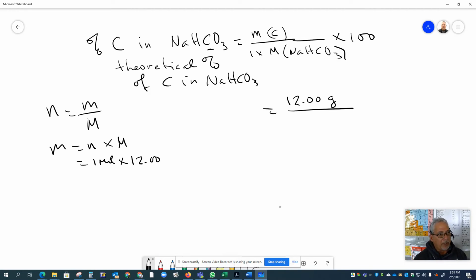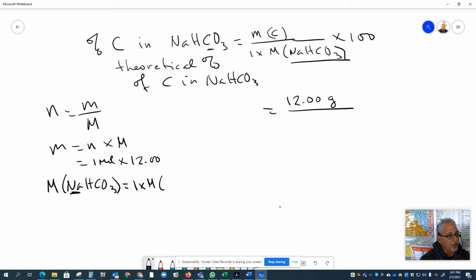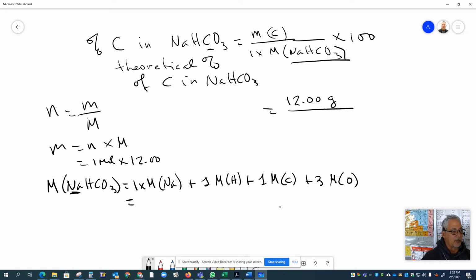Then the next thing will be finding the molar mass of sodium bicarbonate. How can you find the molar mass of sodium bicarbonate? Well, you need to do the following. Molar mass of sodium bicarbonate will be equal to 1 times, because you have one atom of sodium, the atomic mass of sodium, plus 1 times the atomic mass of hydrogen, plus 1 times the atomic mass of carbon, plus 3 times the atomic mass of oxygen. That will be the way you will do the calculation.